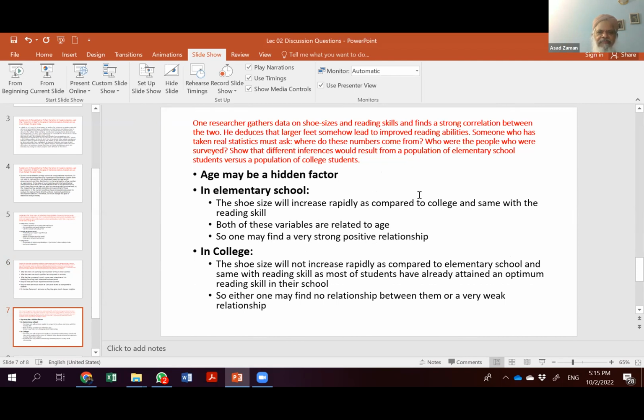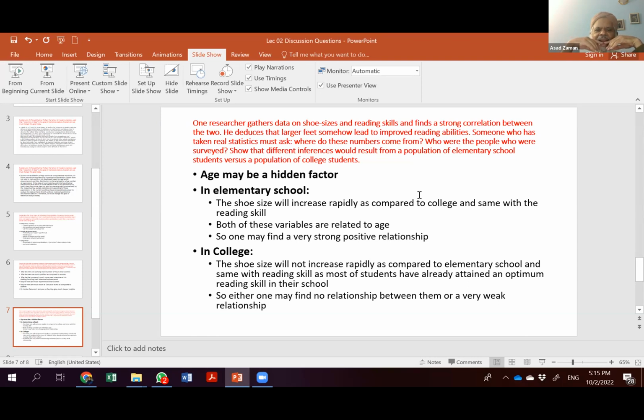The last one: a researcher gathers data on shoe sizes and reading skills and finds a strong correlation between the two. He deduces that larger feet somehow lead to improved reading abilities. Someone who has taken real statistics must ask, where do these numbers come from? Who were the people who were surveyed?